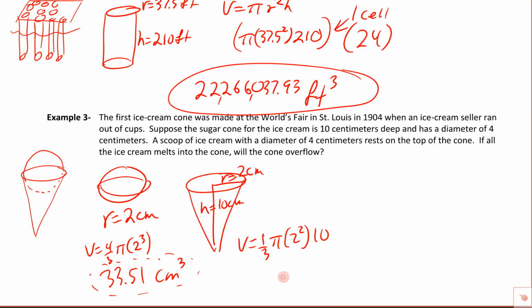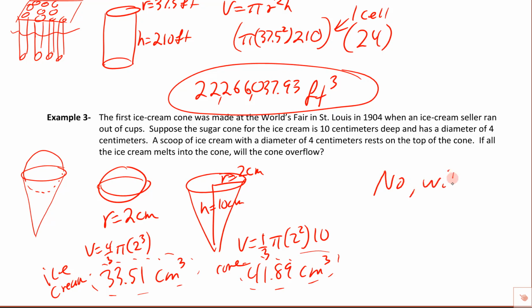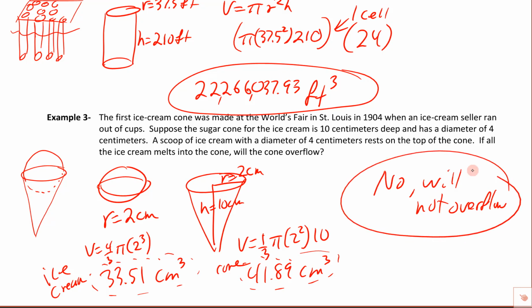41.887, so that would be 41.89, and that also would be centimeters cubed. Okay, all right, so will it overflow? All right, so the answer to that is, let's see, this is the volume of ice cream, and this is the cone. So because the cone has more volume than the ice cream, no, comma, it will not overflow. Okay, and here's our work to support that answer.